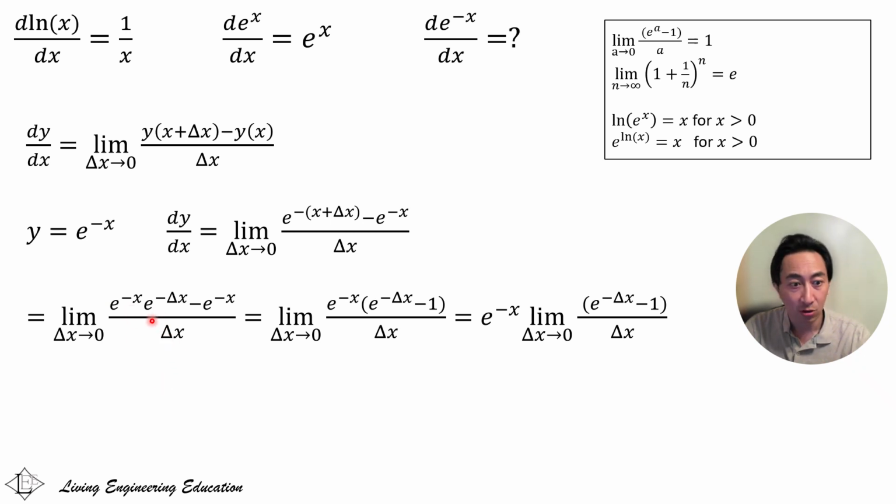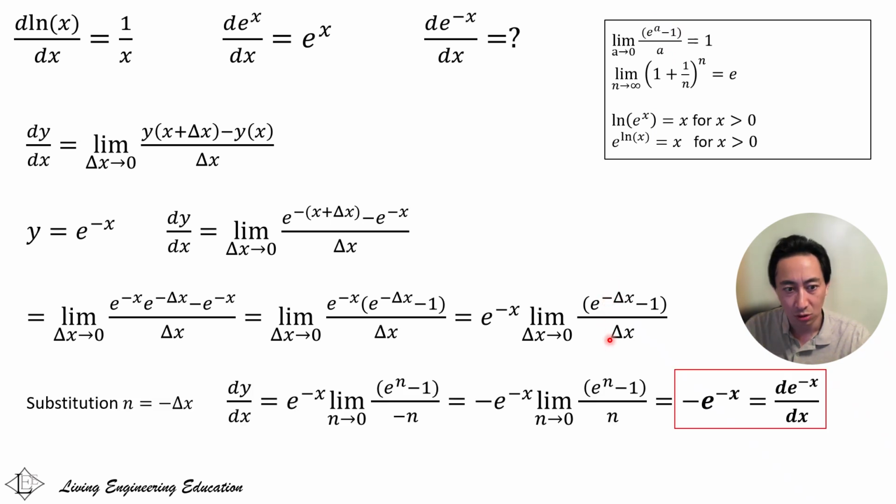All right, then we can factor out e to the negative x. So then we get e to the negative x times the quantity e to the negative delta x minus 1, divided by delta x, and taking that limit. Again, we're trying to get this form to show up in some way. So I can factor out e to the negative x because it has nothing to do with the limit term here. Then I get the limit as delta x approaches 0 of e to the negative delta x minus 1 over delta x. Now we're really close, but here I have this extra negative sign. So how do I get rid of that?